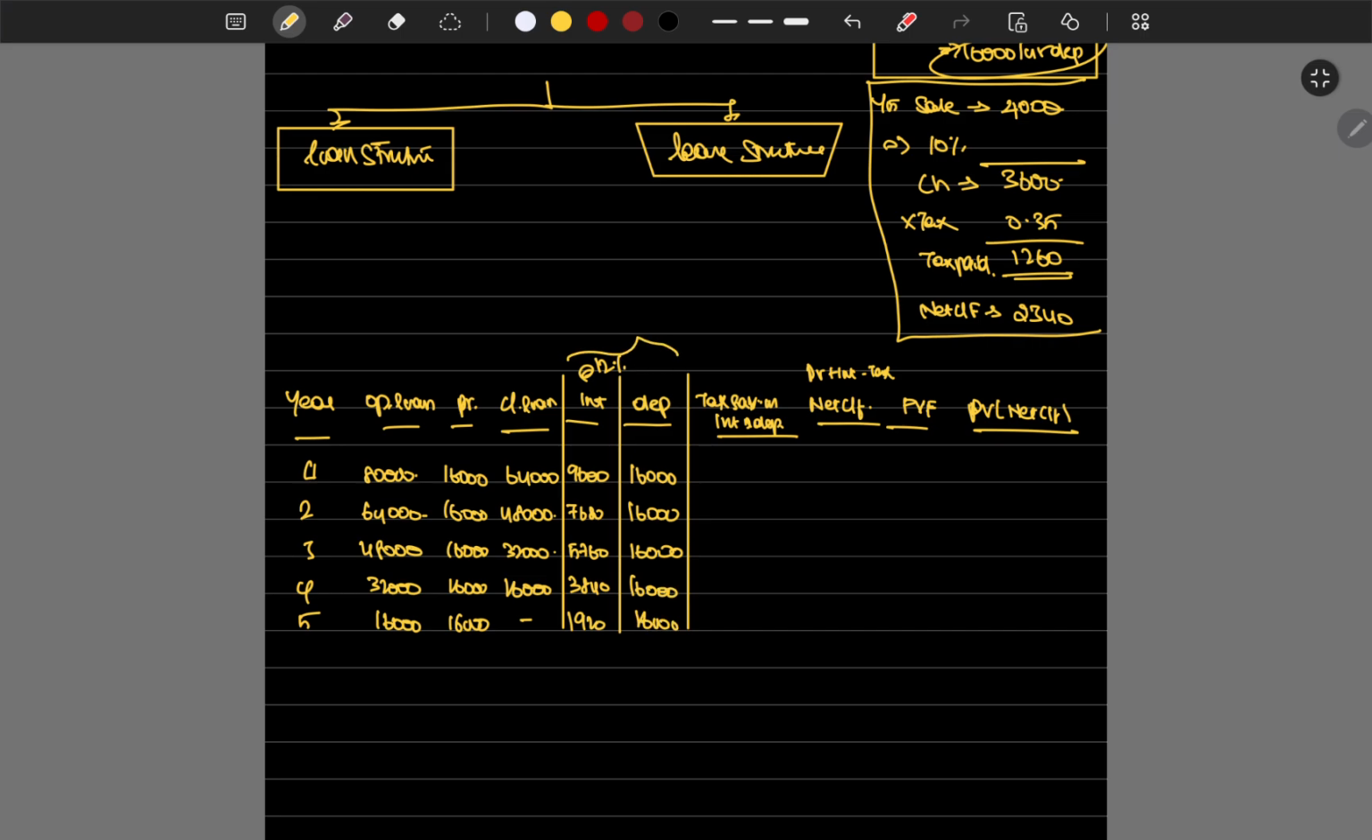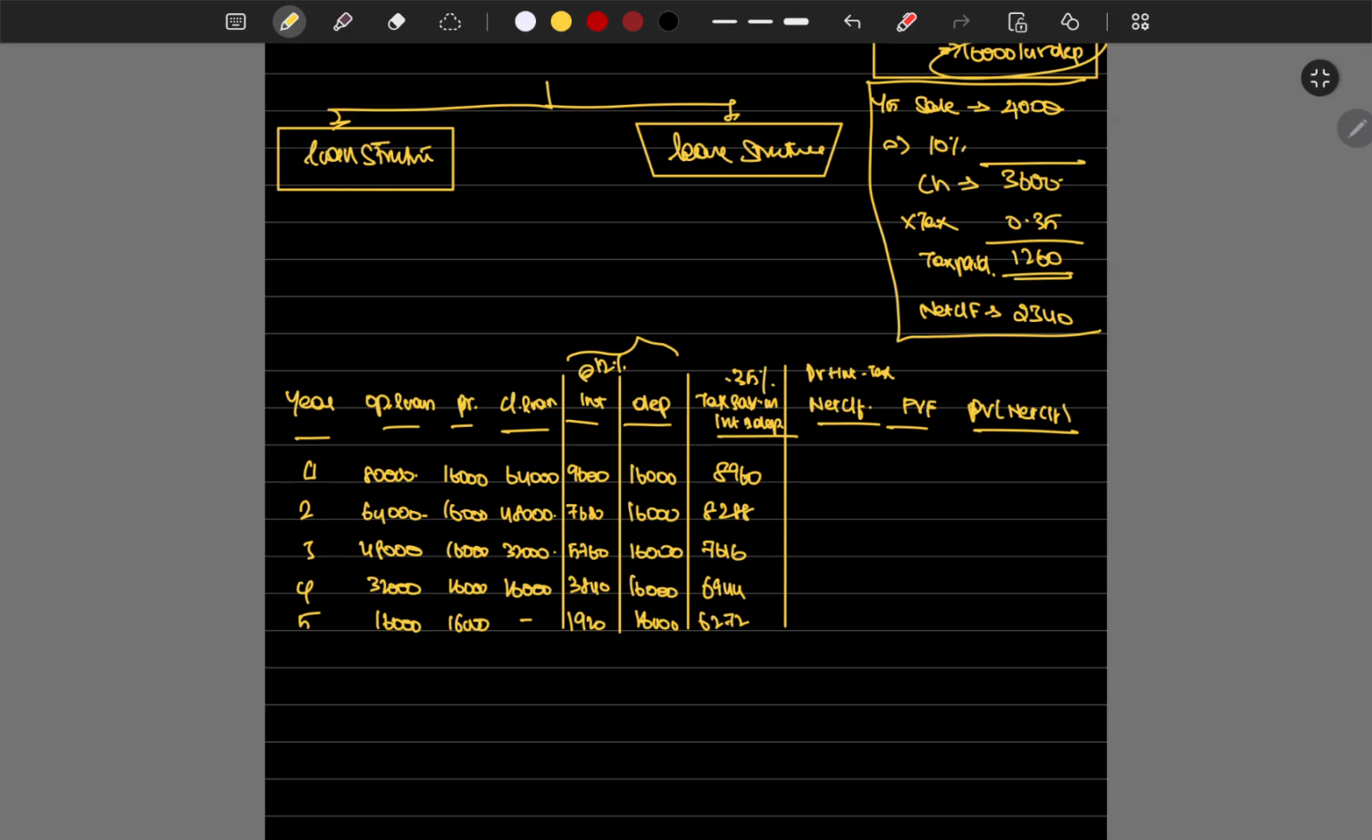Total both of these and find the 35% tax shield. 9,600 plus 16,000, into 0.35, which is 8,960. 7,680 plus 16,000, into 0.35, is 8,288. 5,760 plus 16,000, into 0.35, is 7,616. 3,840 plus 16,000, into 0.35, is 6,944. 1,920 plus 16,000, into 0.35, is 6,272. Yes, done. Then what else do we have to do?